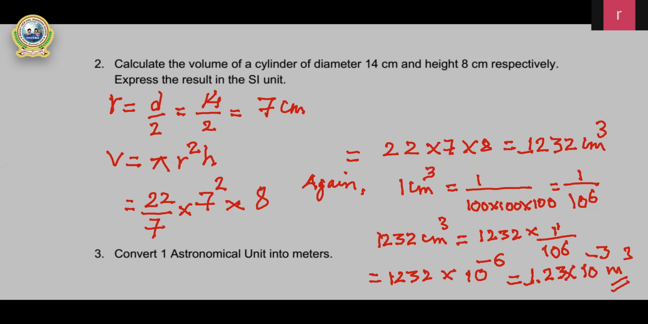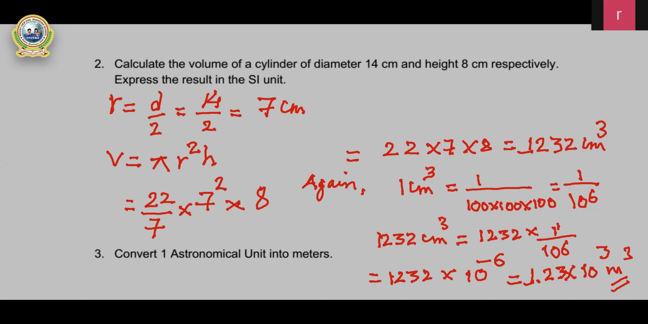So in question number 2, in the first case we found the volume of cylinder by using the formula V equal pi r square h. And in the second case we converted CGS into SI. We converted centimeter cube into meter cube. So the final answer is 1.23 into 10 to the power minus 3, negative 3. Clear? Thank you. So this question also, I hope all the students of class 9 understood.